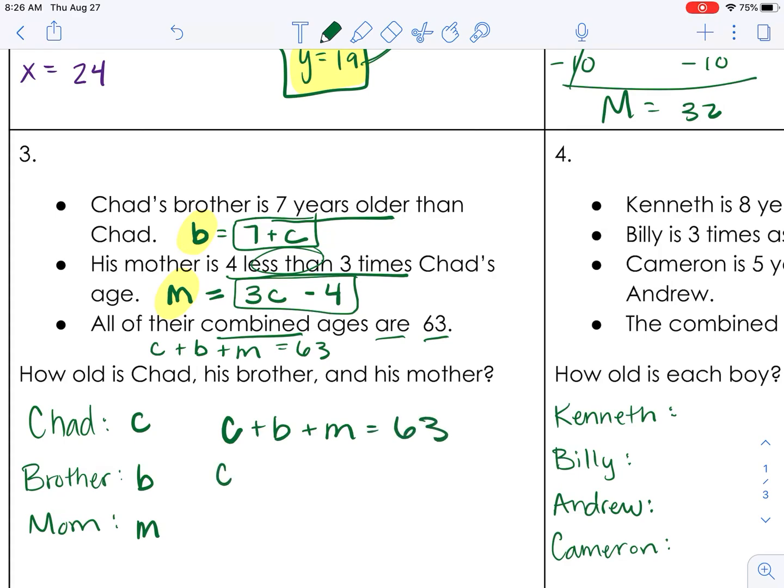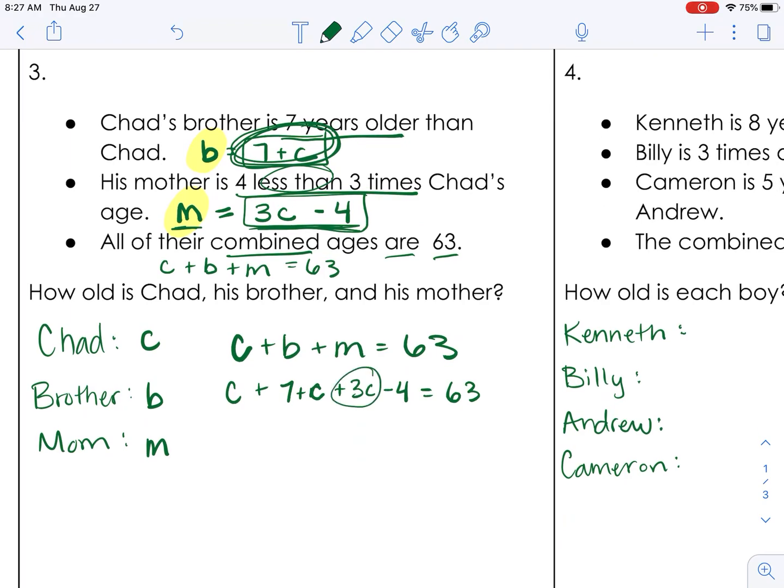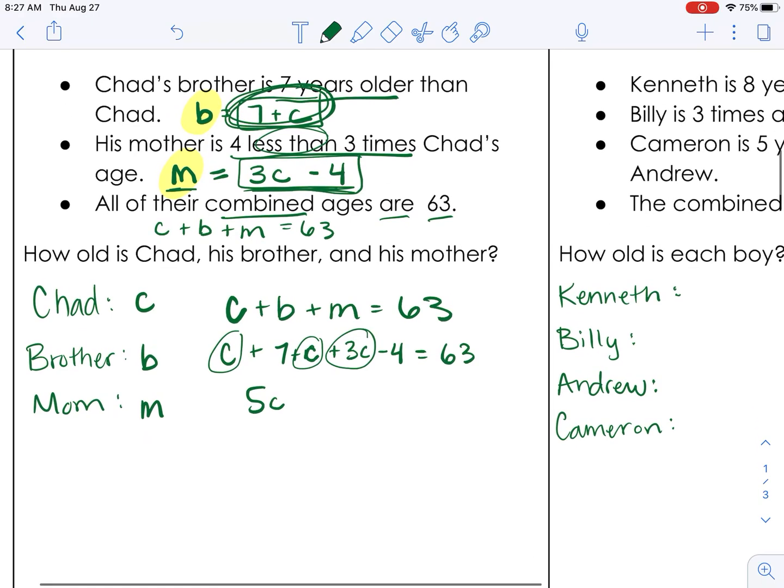And we're just going to leave C, but we're going to substitute in for B. So instead of B, we're going to write 7 plus C. Okay, and instead of M, we're going to write what's equal to M, which is positive 3C minus 4. And that's still all equal to 63. Then we can combine our like terms. So we've got 3C, C, and C. So that's going to give us 5C. Our constants are 7 and negative 4. So that's going to give us positive 3.